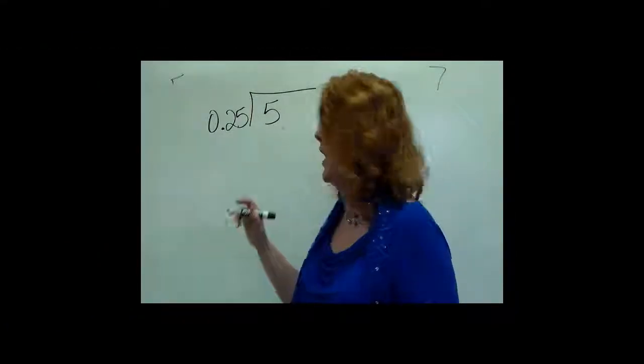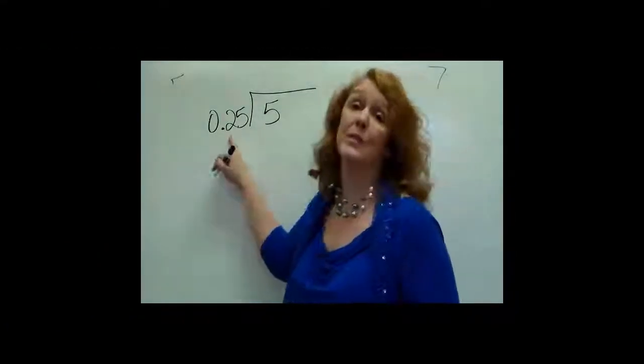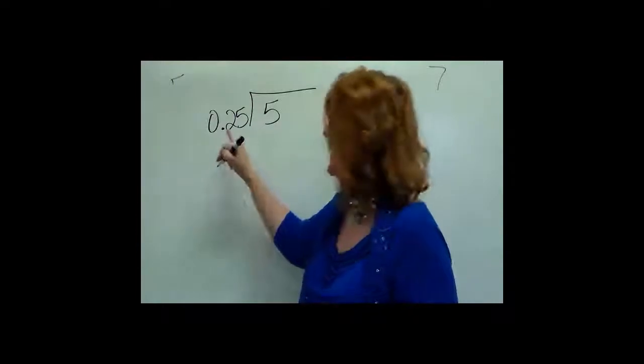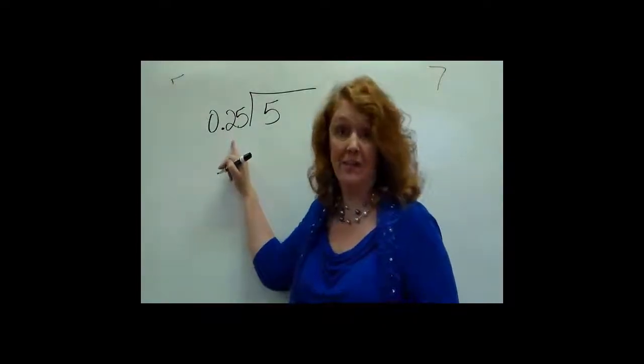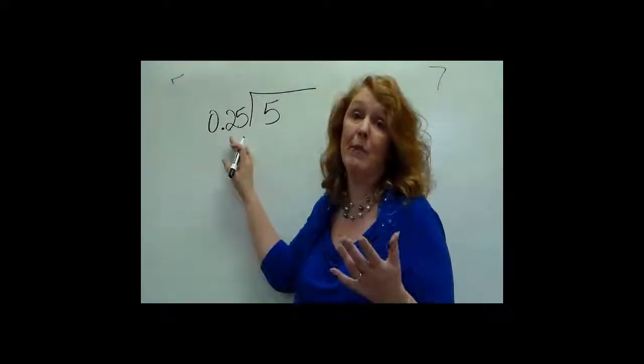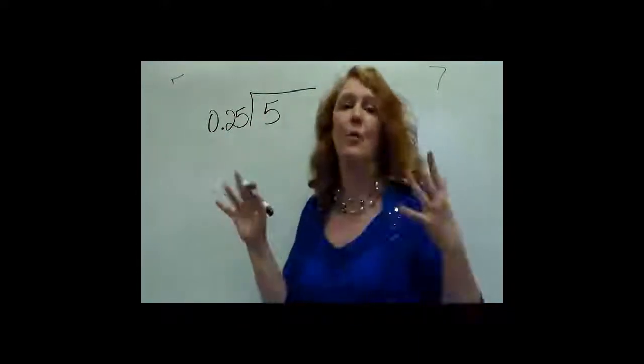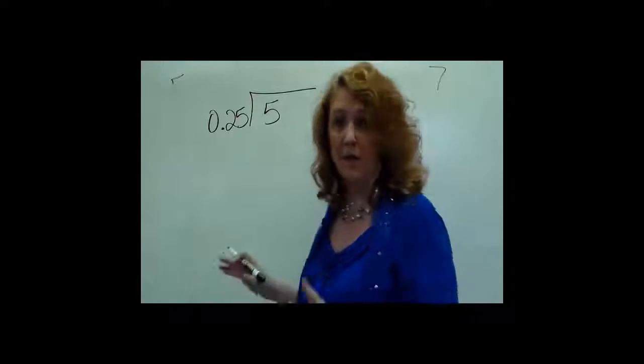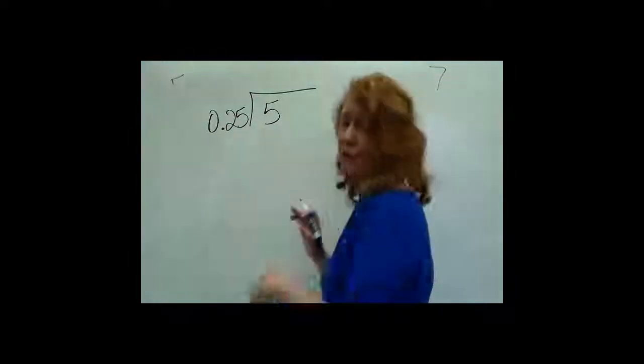What if the decimal's not in this section? What if the decimal's in the divisor? I can't have a decimal in the divisor, not allowed to. So I need to, essentially I'm going to multiply both of these by whatever I need to get that decimal gone. I'm going to multiply them both by 100.